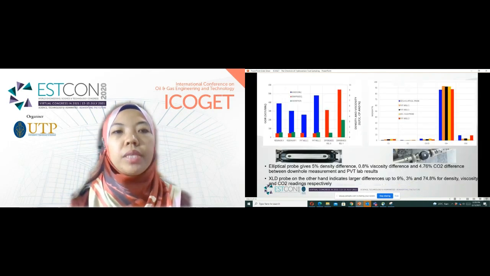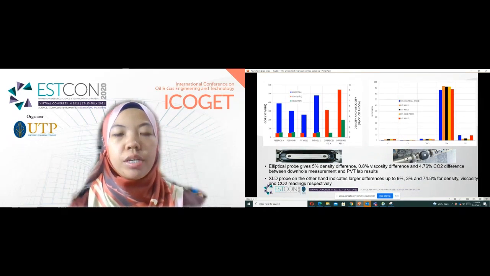In terms of fluid properties, in the comparison between the downhole measurement and the PVT lab measured properties, it is observed that the elliptical probe is giving much narrower differences in terms of density, viscosity, and CO2 reading, while the XLD probe is giving much wider differences in these fluid properties measurements.